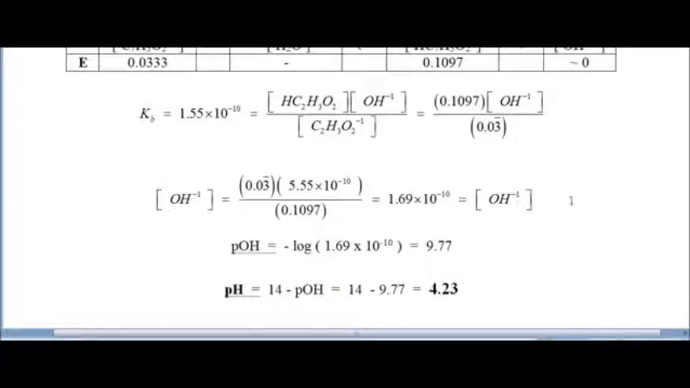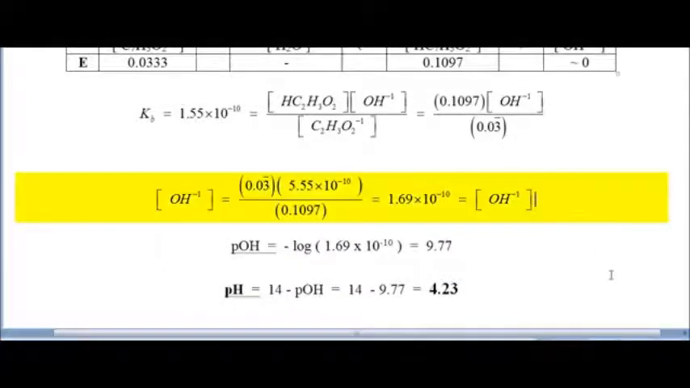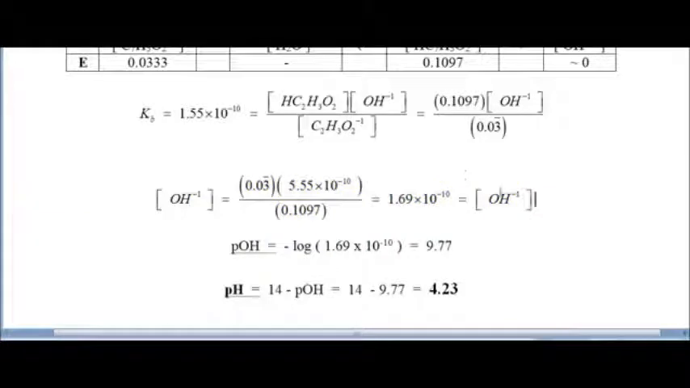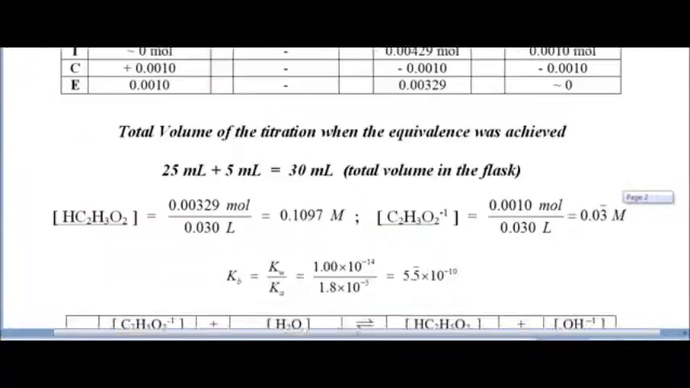Alright, solving for the hydroxide, here are our values that are given here, and now we can solve for the pH after we find the pOH. So in this case, we have a pH value of 4.23. Now, that should make some sense, that if we add a strong base, we would expect the pH to increase.